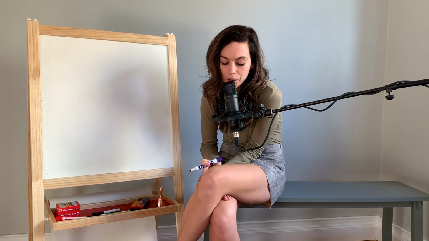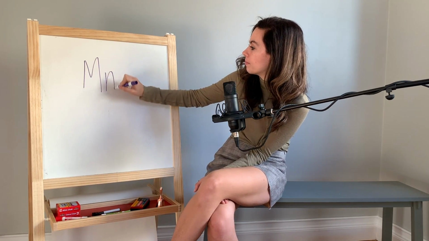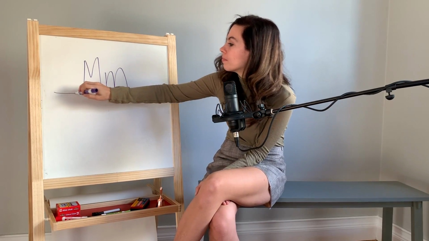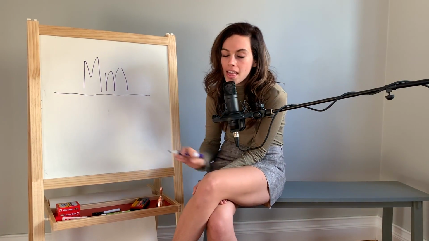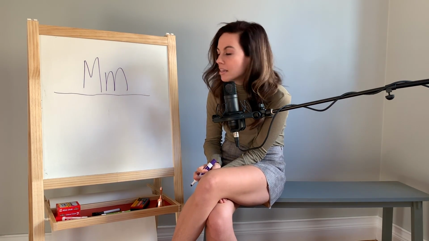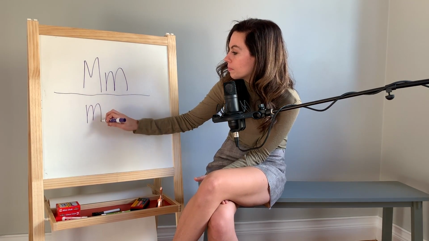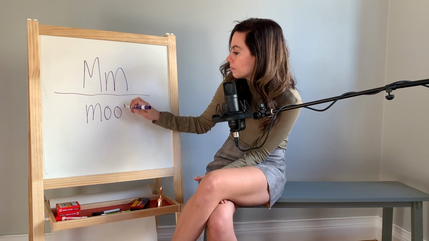The next letter we're going to learn about is M. Here is our uppercase M and our lowercase m, and M says m. And an example of a word with M is moon. Moon.